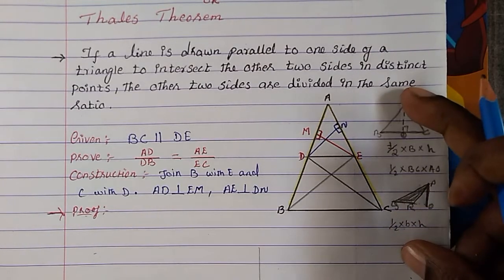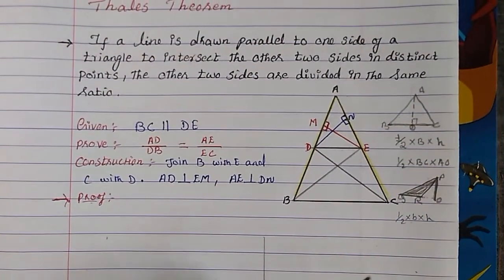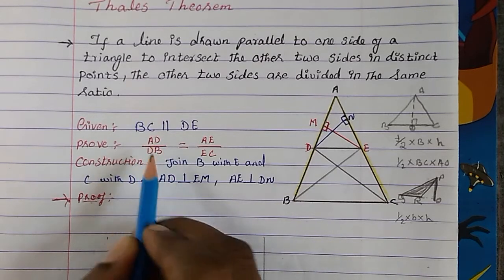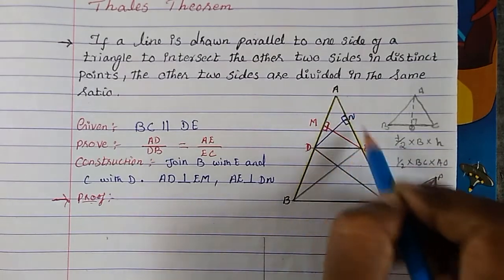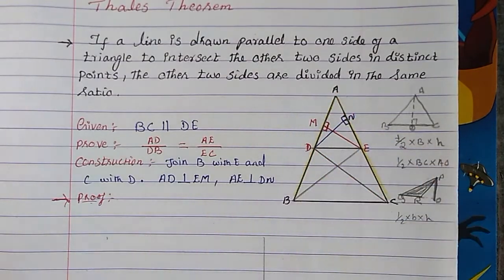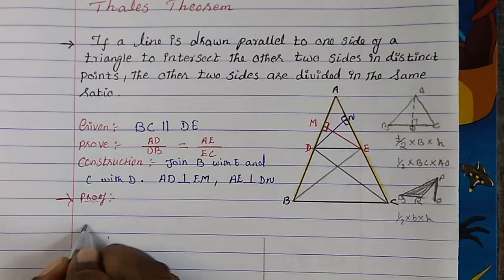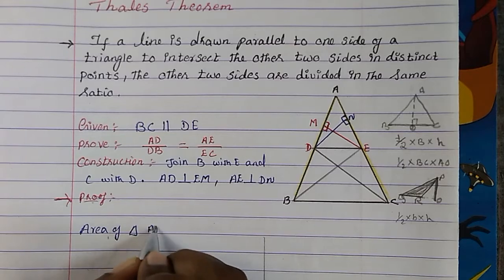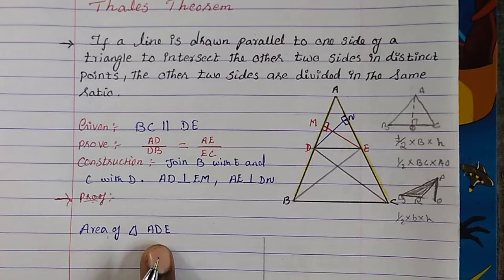Understand? This is very important to study. So first let us calculate the area of the triangle. We begin from here. We have AD here. So let's see where AD is. AD is here, so let's take this triangle, that is ADE, for calculating the area. Area of triangle ADE.